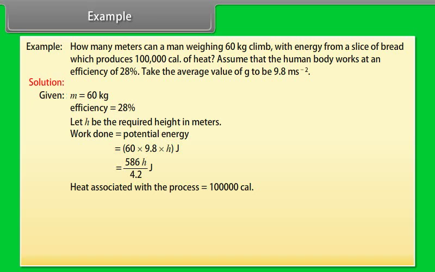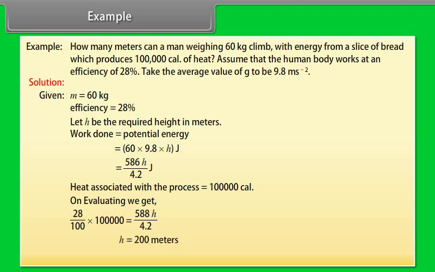Heat associated with the process is equal to 100,000 calories. On evaluating, we get 28/100 × 100,000, which is equal to 588 h upon 4.2. So, h is equal to 200 meters. Hence, the man can climb 200 meters.